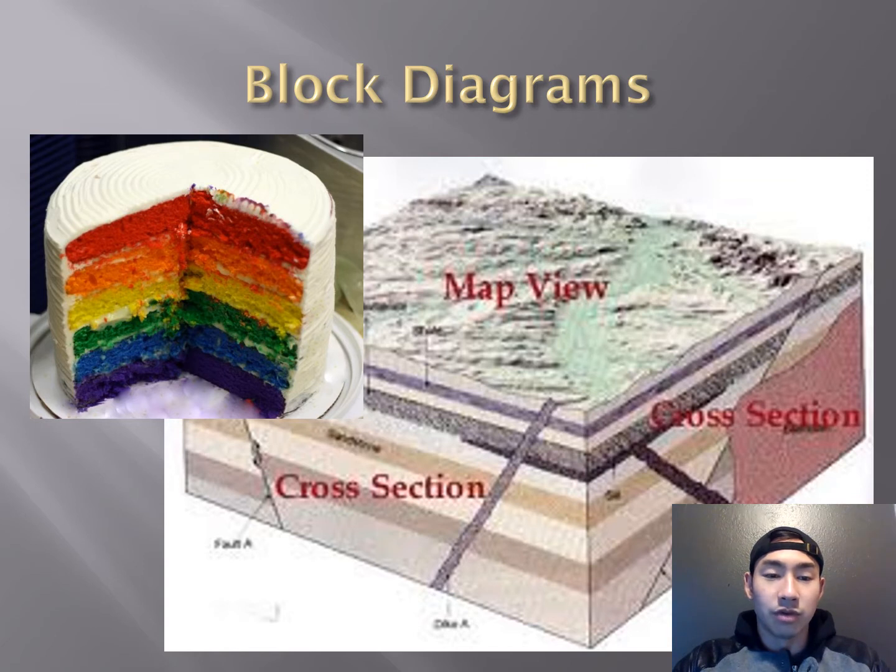We have an example of a cake here, where we have a nice cross-section of the cake with the slice taken out of it. So the map view of the cake would be the very top of the cake, the frosting. And then the two cross-sectional views would just be the slice that is taken out of it. So we are now able to see the individual layers of the cake.